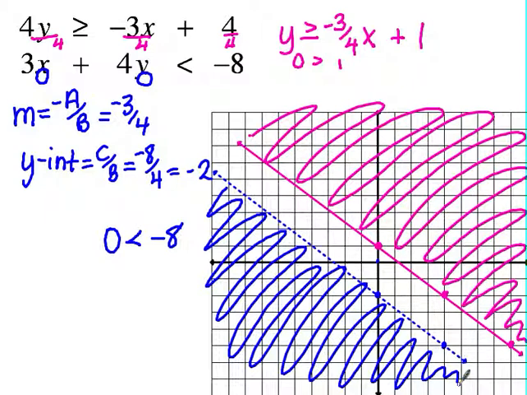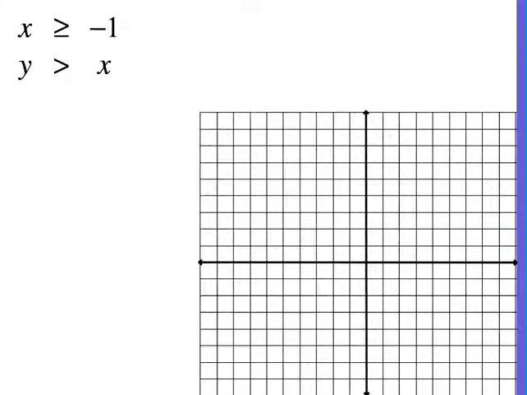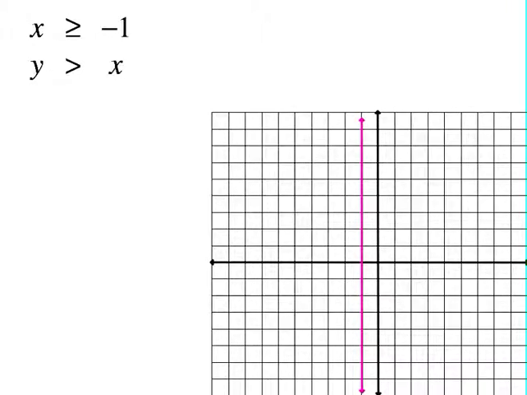All right, this very last one isn't going to take us very long, but we're going to look at it just to refresh our memory. X is greater than or equal to -1. So what type of line is x? Vertical line, solid. So solid vertical line. X equals is one of those things that you're supposed to remember: x is a vertical line.